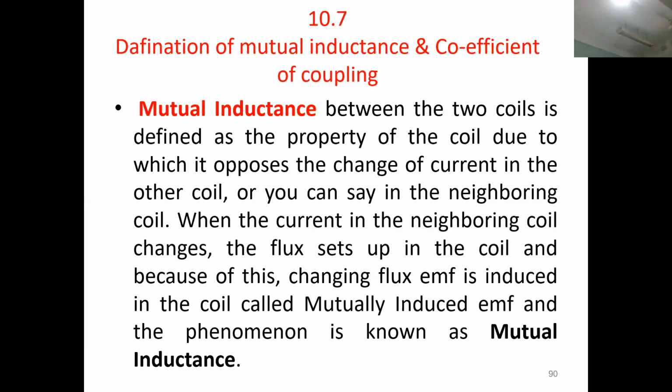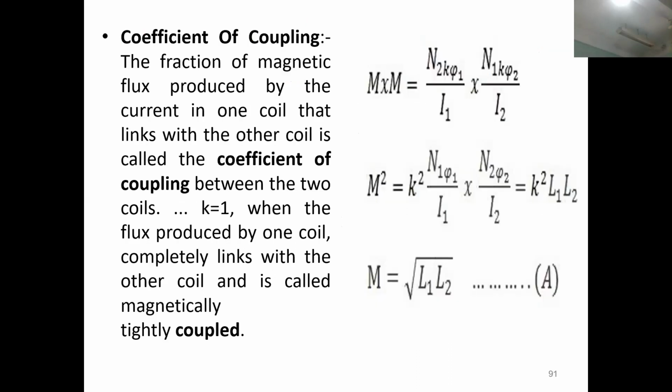Definition of mutual inductance and coefficient of coupling. Mutual inductance between the two coils is defined as the property of the coil due to which it opposes the change of current in the other coil, or you can say in the neighboring coil. When the current in the neighboring coil changes, the flux sets up in the coil, and because of this changing flux, EMF is induced in the coil called mutually induced EMF, and the phenomenon is known as mutual inductance.